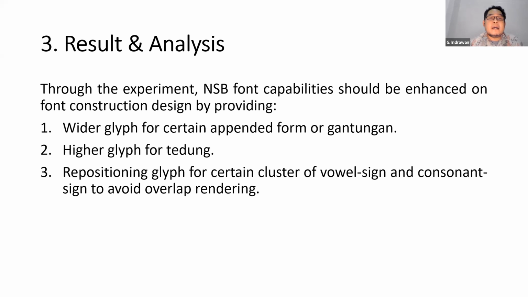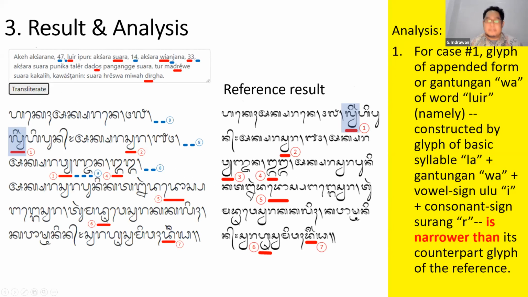For the first aspect, related to wider glyphs for certain appended forms, we can see in the next slide, for case one, the glyph of the appended form. In the blue highlight section at the left side, the application result is narrower than its counterpart glyph of the reference, the ground truth of the transliteration. The reference result can be compared in the blue highlight section at the right side.